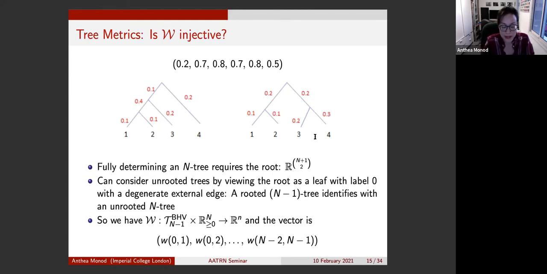The first one is: is W injective? The idea here is that we want injectivity because we don't want to identify trees in Rn with different topologies but the same tree metric. So here's an example. This is the tree metric, this vectorial representation of both of these trees. But you can see that they have a very clearly different tree topology. Completely different shape, and also different internal edges and everything.